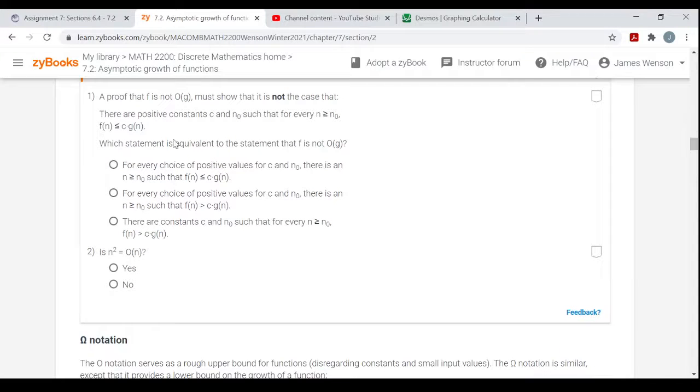All right. So as I mentioned, they're just telling you here, hey, what do you need to prove when you're saying that a function is not O of something? So a proof that f is not O of g must show that it is not the case that there are positive constants c and n0 such that for every n greater than or equal to n0, f of n is less than or equal to c times g of n. So basically they're saying what is the opposite of this. Remember that's for every c and n0. The opposite of for every is there is, and then the negation of this would be greater than.